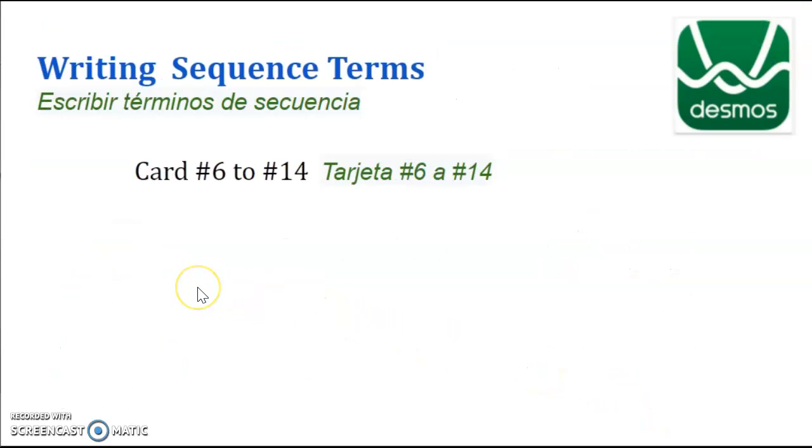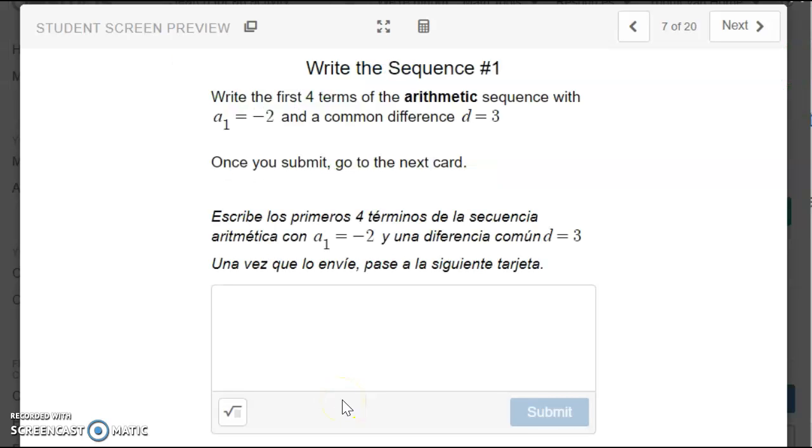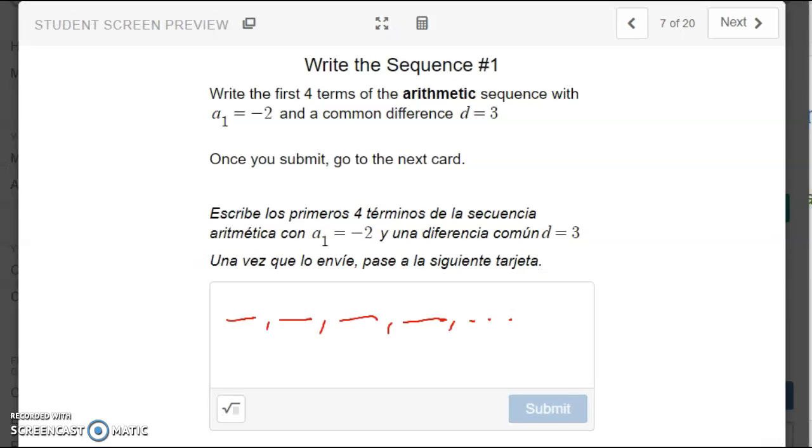Okay, so now you're going to go on to decimals, card number 6 to 14. Please pause the video and see if you can work through them yourself on your own. And I'm going to go through them together. Okay, so now it's asking you to write the first 4 terms. That means I need to come up with 1, 2, 3, 4. So I'm coming up with 4 terms, and it will continue.